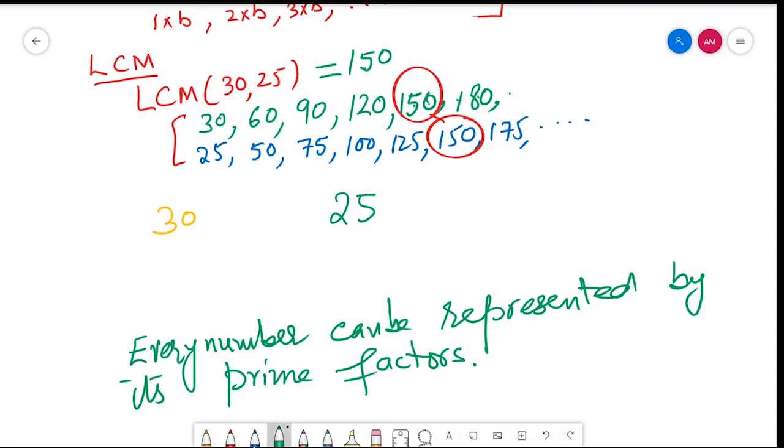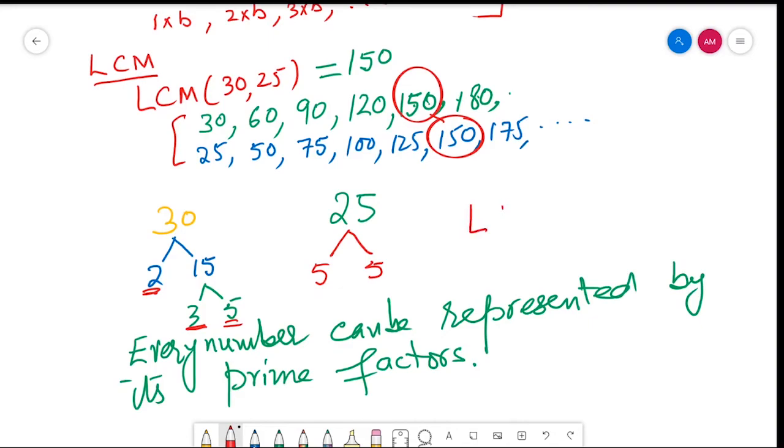Looking at 30, we see that 2 times 15 is 30. But 15 is not a prime number, so we again find its factors. 3 times 5 is 15. So now we have found the prime factors 2, 3, and 5. Similarly, we find the prime factors of 25, and that is quite easy: 5 times 5. Now you have all the prime factors of these two numbers.